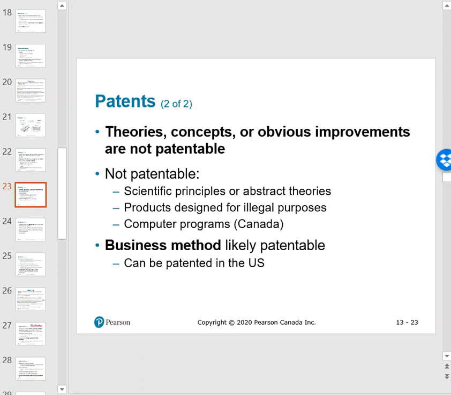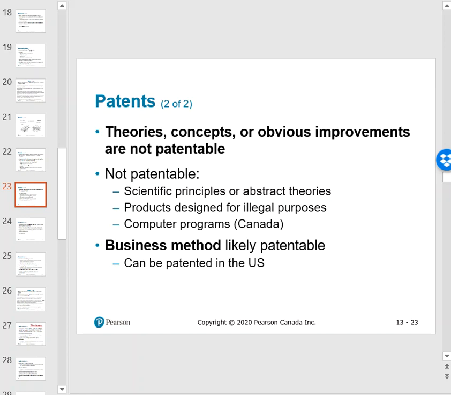Okay? There are some things that cannot be patented. The law says those things cannot be patented, such as theories. So let's say physics theories. Those cannot be patented. Or even mathematical theories or any other subject theories. Those cannot be patented. Or obvious improvements of current products. And what is obvious or not will be decided by the patent office. So those things cannot be patented.